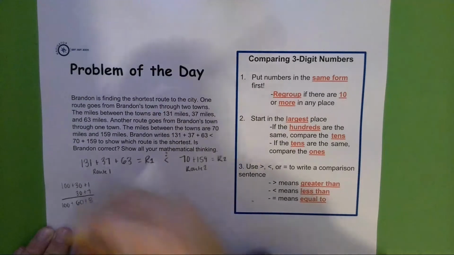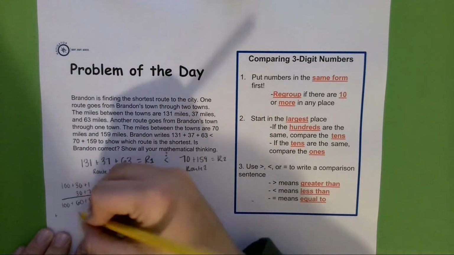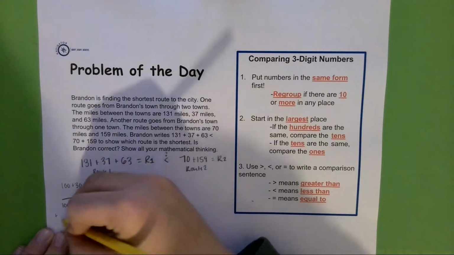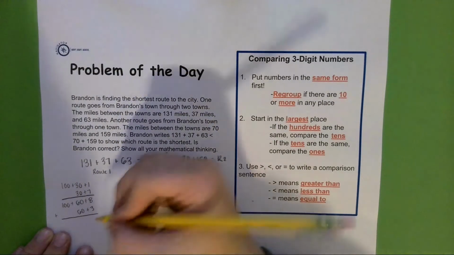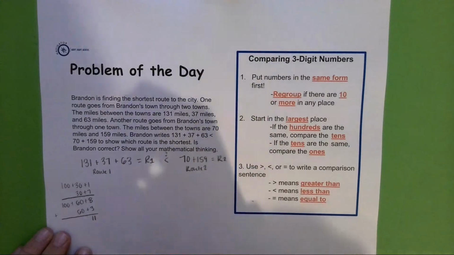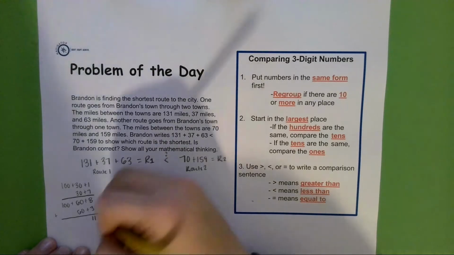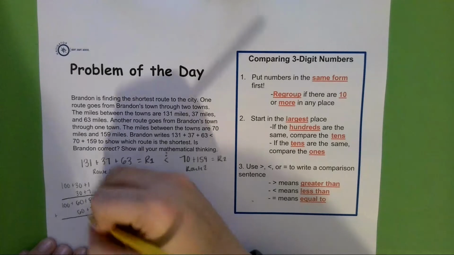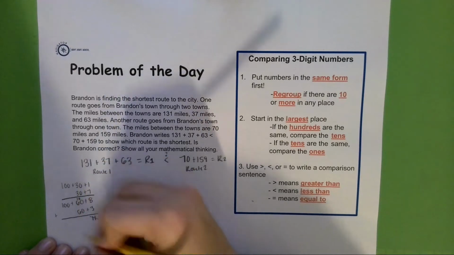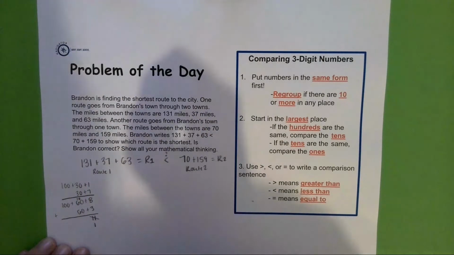Now we need to add 63. What is 8 plus 3? Right, 11. What do we need to do and how can we show it? Say it out loud. I bet you said we need to regroup 10 ones into a 10, and we can show it by crossing off 11, putting the new 10 in the tens place, and leaving the 1 we have left.